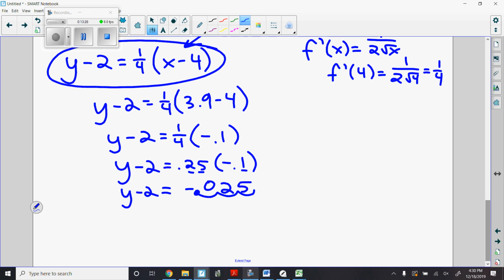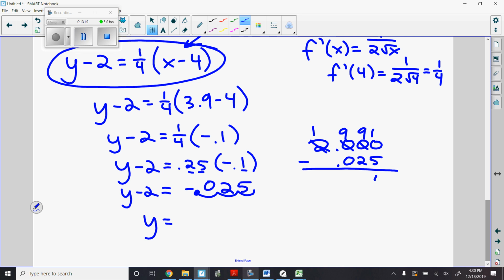And then I want to add 2 to that. So negative 0.025 plus 2 would be the same as 2 minus 0.025. So I can't do 0 minus 5, so this is going to be a 9, this is going to be a 9, this is going to be a 1, this is going to be a 10. 10 minus 5 is 5. 9 minus 2 is 7. 9 minus 0 is 9. So I'm going to get 1.975.